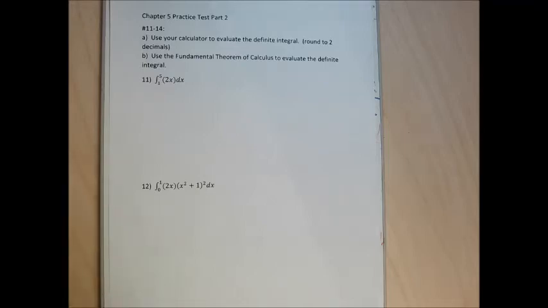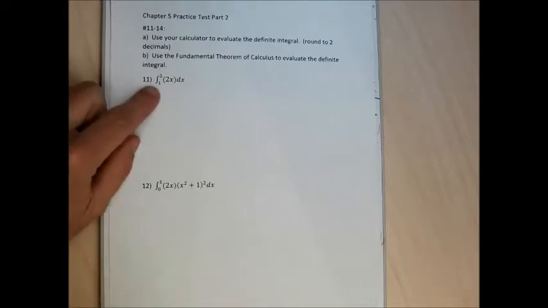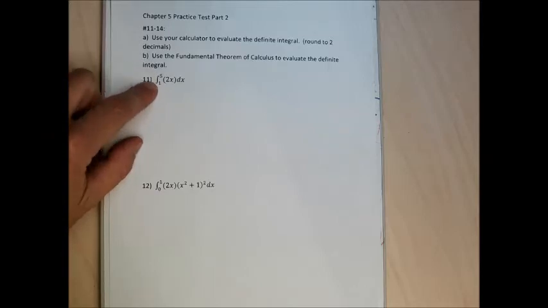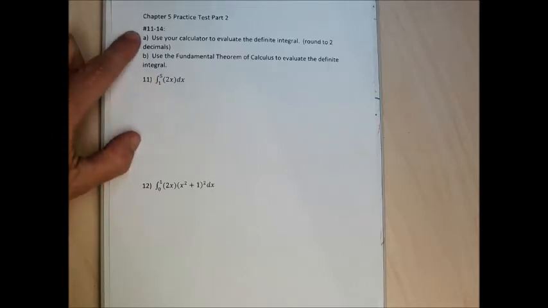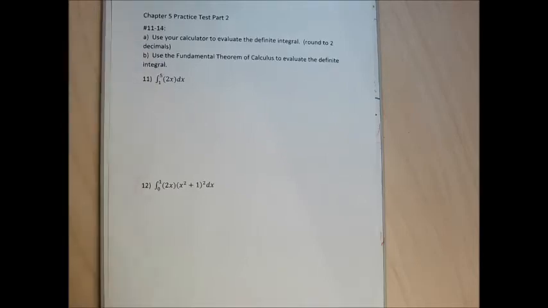I like part 2 of this chapter better because I can check my answers on my calculator, and that just makes it easier for me. Each of the first 4 problems gives me a definite integral, an integral with numbers on it, so I don't need the plus c's. And it asks me to first use my calculator to figure out what this equals, round to 2 decimals, and then use the fundamental theorem of calculus.